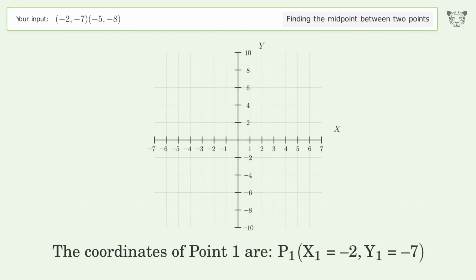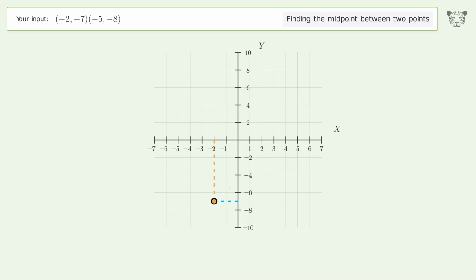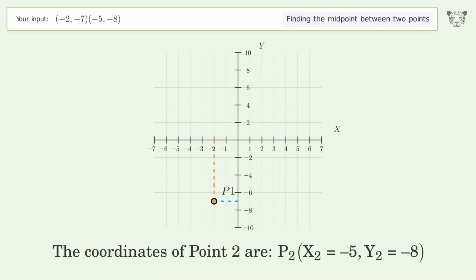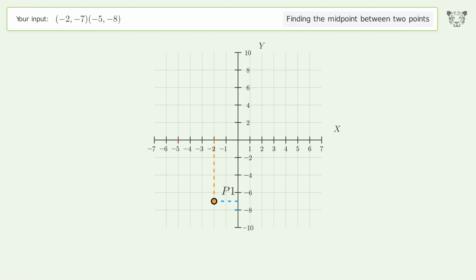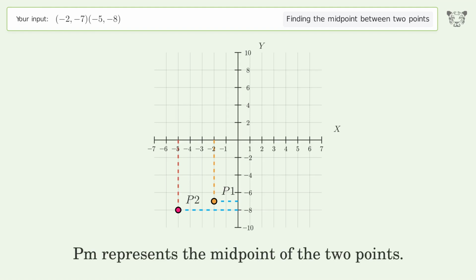The coordinates of point 1 are x1 equals -2, y1 equals -7. The coordinates of point 2 are x2 equals -5, y2 equals -8. PM represents the midpoint of the 2 points.